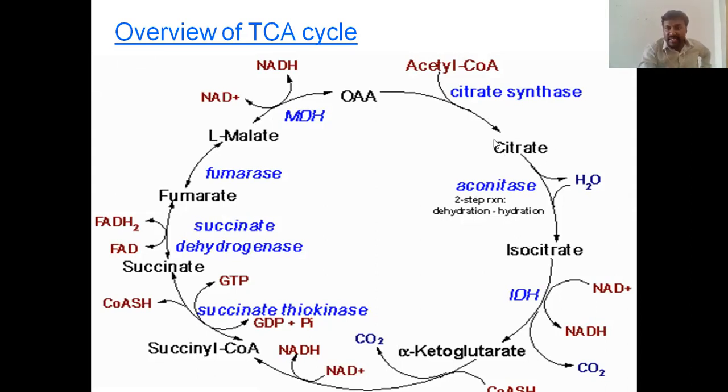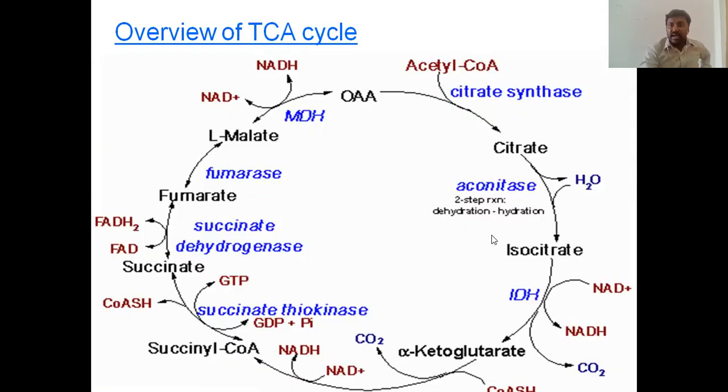Oxaloacetate to form the citrate. The formation of citrate is irreversible. Then this citrate, in the presence of aconitase enzyme, forms the isocitrate. It is very easy to understand.